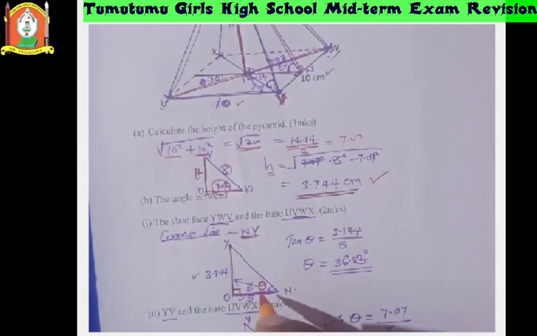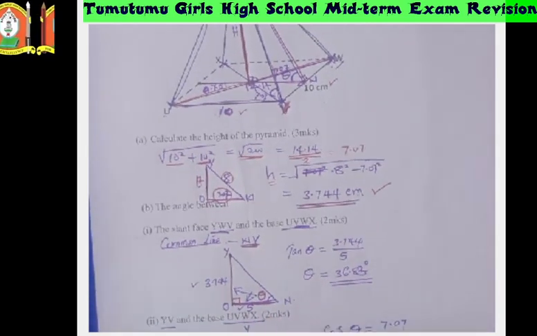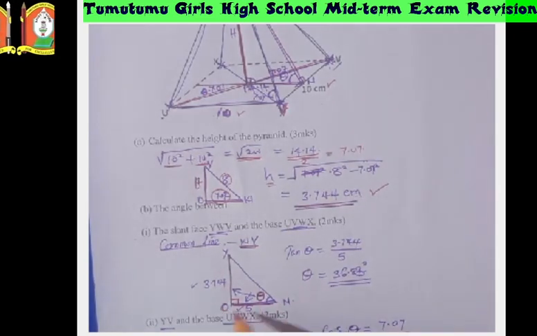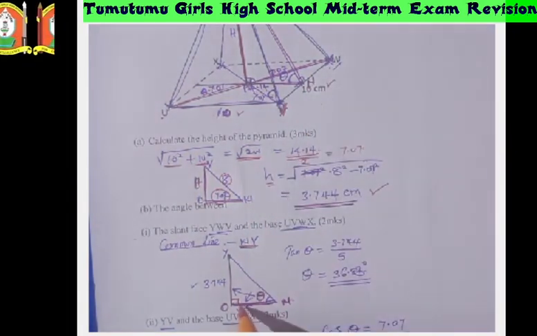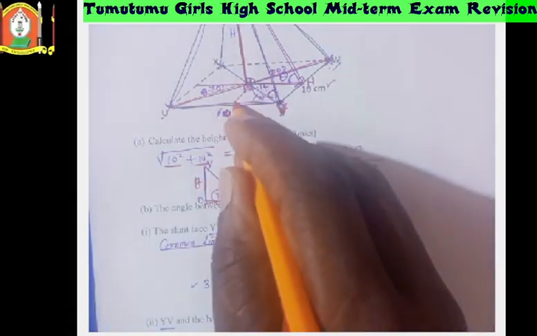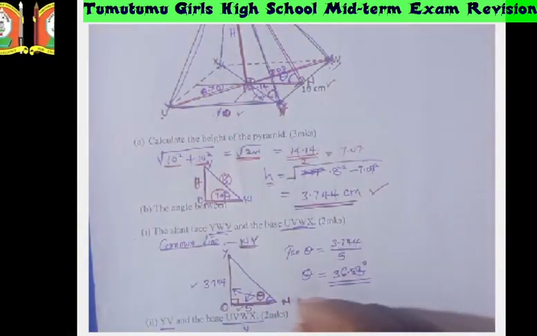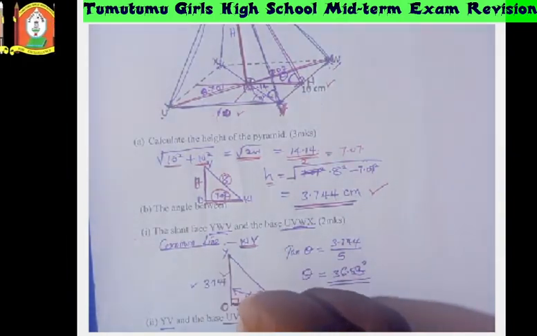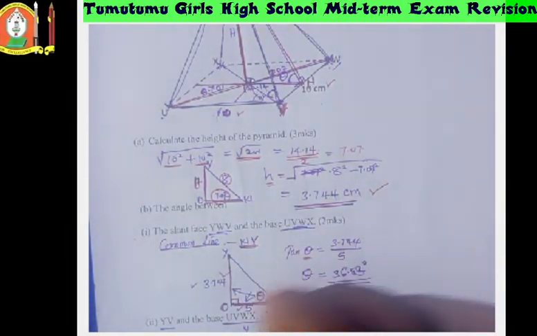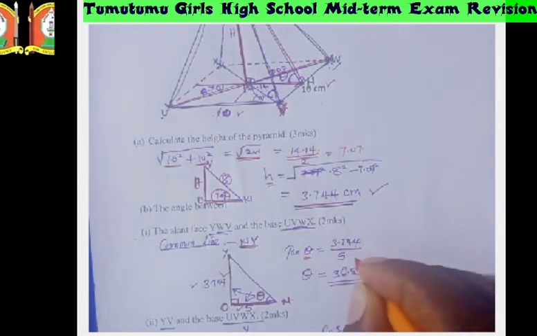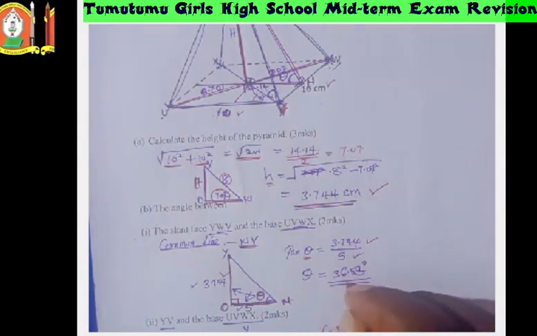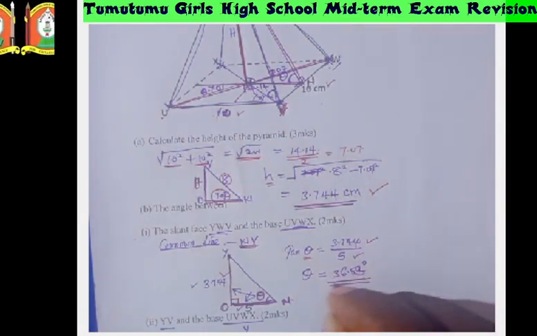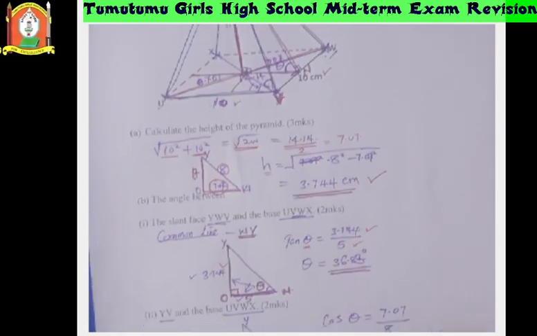So in this right angled triangle, this one is from O to the midpoint that we call N. It is 5 centimeters because it is the base divided by 2. So we have opposite to the angle and adjacent to the angle, we use tangent. Tan theta is equal to 3.744 over 5. Then with the inverse, we get the angle as 36.83.